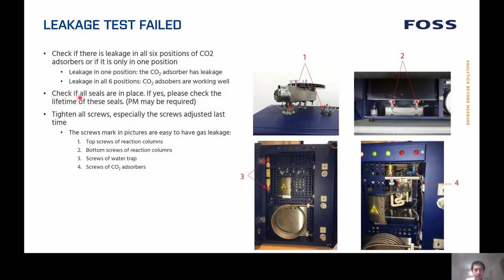And also you can check if all the seals are in place. If yes, please check the lifetime of these seals. PM may be required, because we have a few seals in the auto exemplar at the bottom for the bottom connection. If they are used for a long time period, they get harder, so they cannot seal the system. You have to perform the PM, preventative maintenance. Also, you have to tighten all the screws, especially the screw that was adjusted last time.